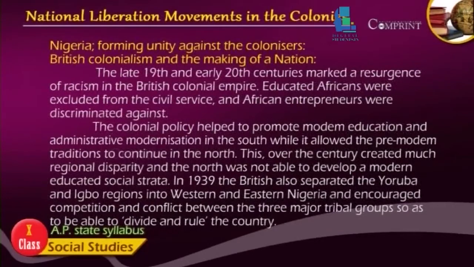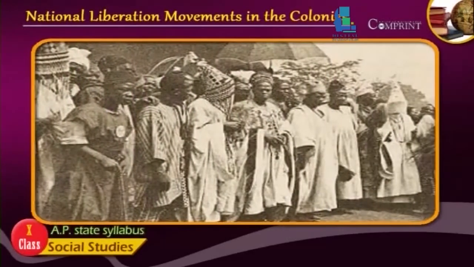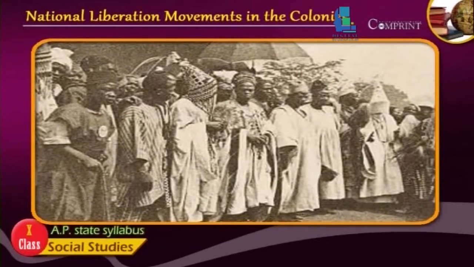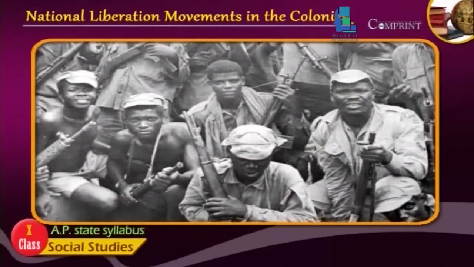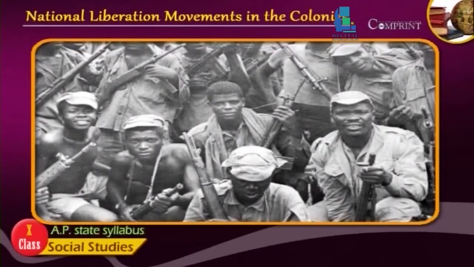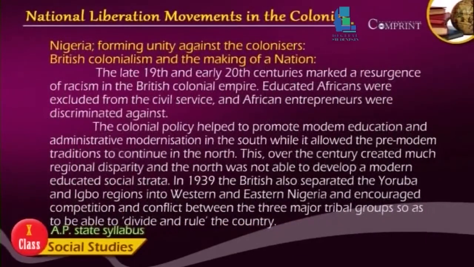The late 19th and early 20th centuries marked a resurgence of racism in the British colonial empire. Educated Africans were excluded from the civil services and African entrepreneurs were discriminated against. The colonial policy helped to promote modern education and administrative modernization in the South, while it followed the pre-modern tradition to continue in the North. This, over the century, created much regional disparity, and the North was not able to develop a modern educated social strata.